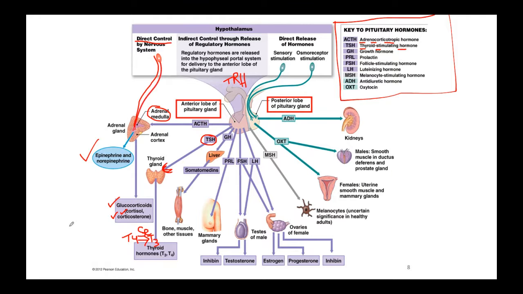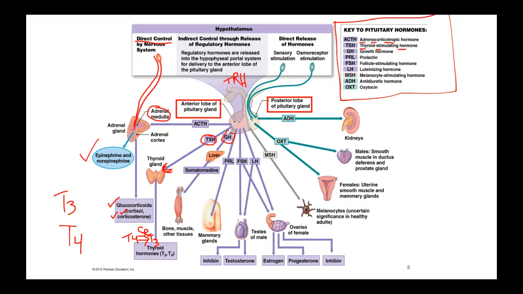Now, T4, the T is for tyrosine, and the 4 is for how many iodines are going to attach to it. So it's 4 iodines. They call that thyroxine. Then we have T3, which is tyrosine with 3 iodines. That's called triiodothyronine.